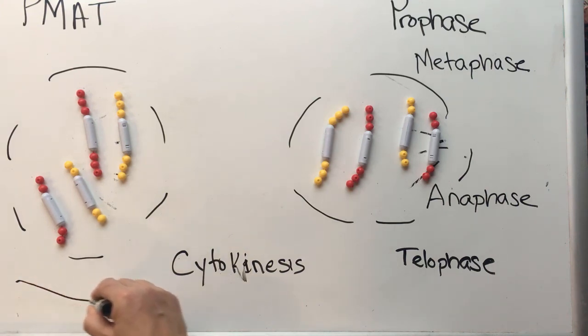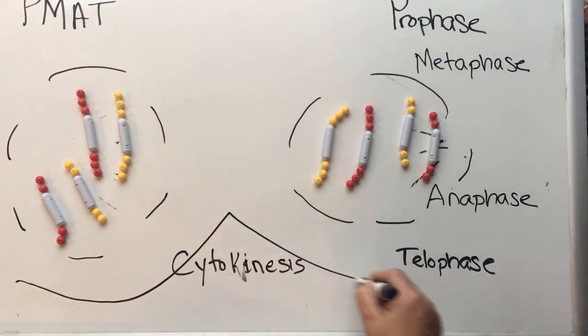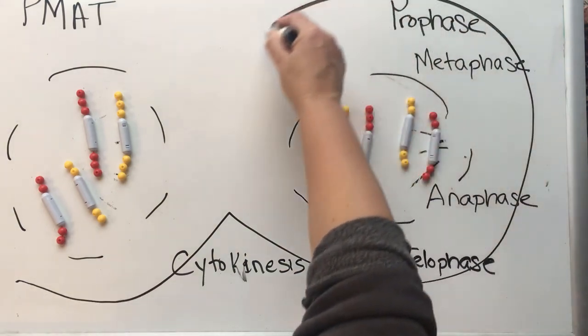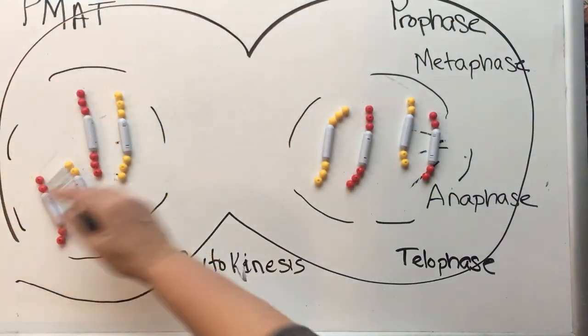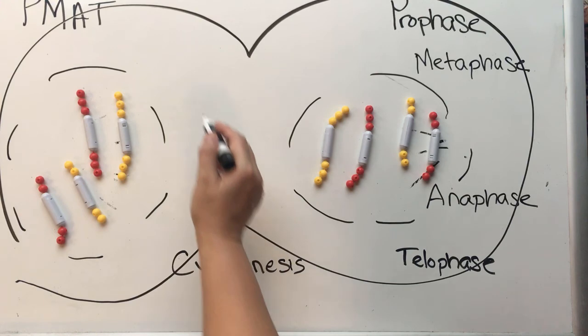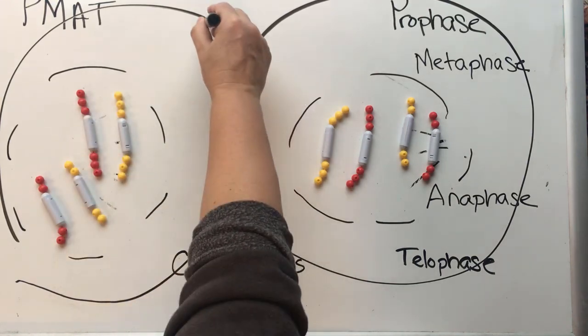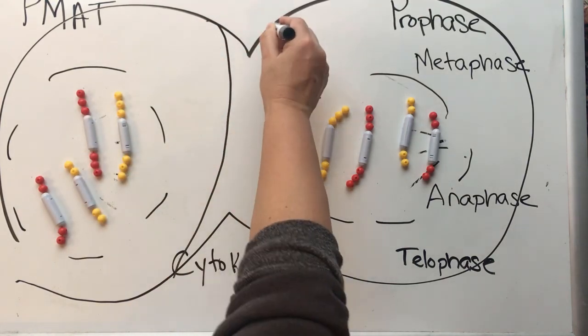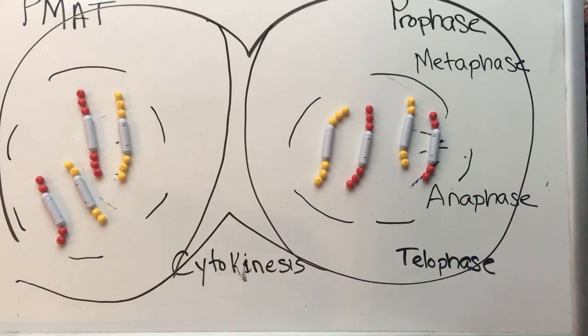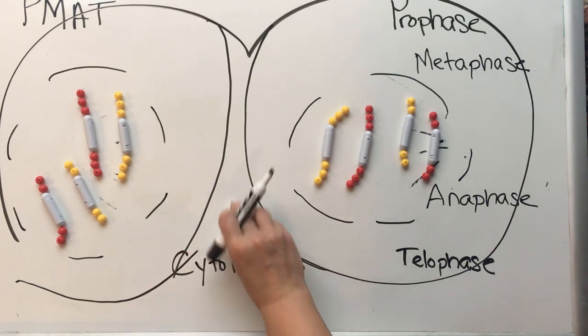And what you will see is the cell starts to kind of pinch in a little bit. So if this is the plasma membrane, it's pinching in. And eventually you're going to end up with 2 little baby cells.